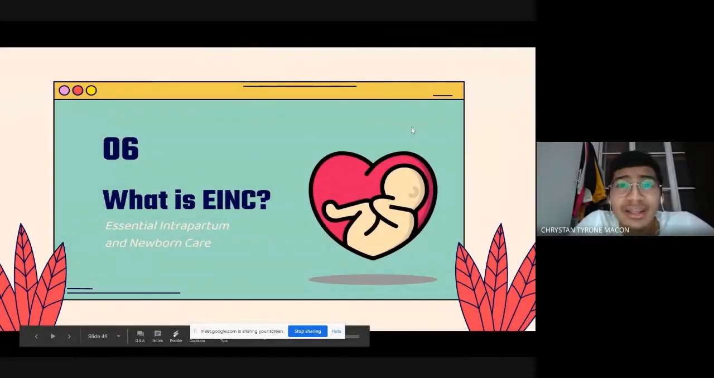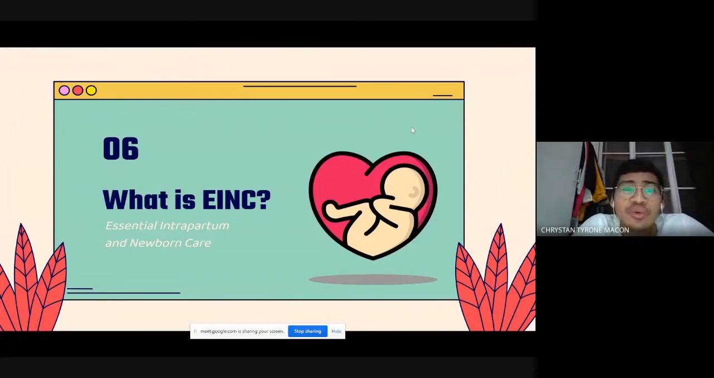Ako po si Chrystan at ngayon po ako po ang magtuturo sa inyo at magdi-discuss po sa inyo kung ano po ang EINC, ang kahalagahan po ng EINC at kung ano po ang dapat yung makita pag kayo po ay nagde-deliver na sa delivery room. So unang-una po, ano ang EINC? Ang EINC po, ang ibig sabihin po nito ay ang Essential Intrapartum and Newborn Care.